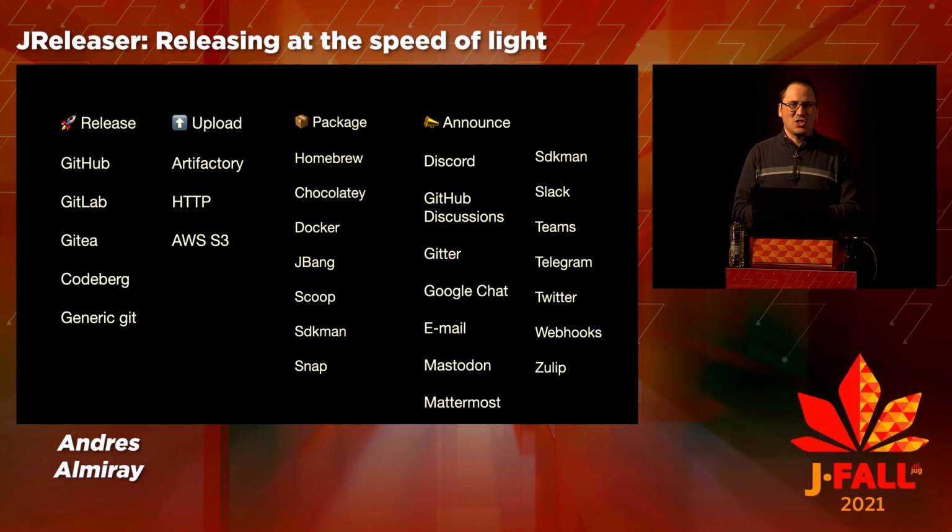In terms of package managers, well, that's the full list. Homebrew for Linux and Mac, Chocolatey for Windows, Docker, we can build Docker images for you. JBang also allows you to launch jars across the network. Scoop is like Homebrew, but for Windows. SDKMAN is perhaps the way that I will recommend you to keep your JDK installations up to date and other projects and other packages, such as JReleaser as well. And Snapcraft works for Linux. And in terms of distribution channels or announcers, well, we have a big list, and Telegram was the last one that we just added recently.